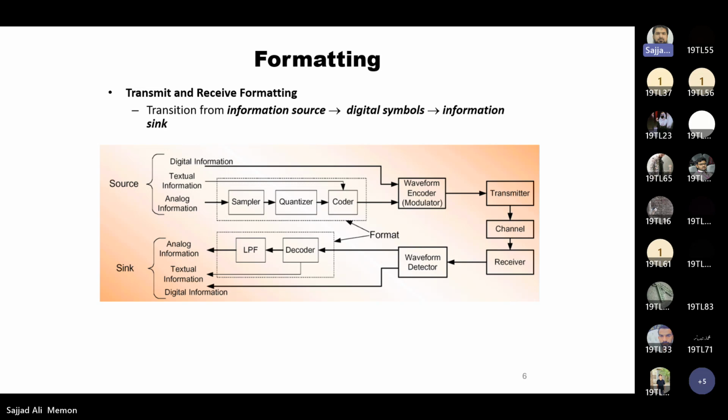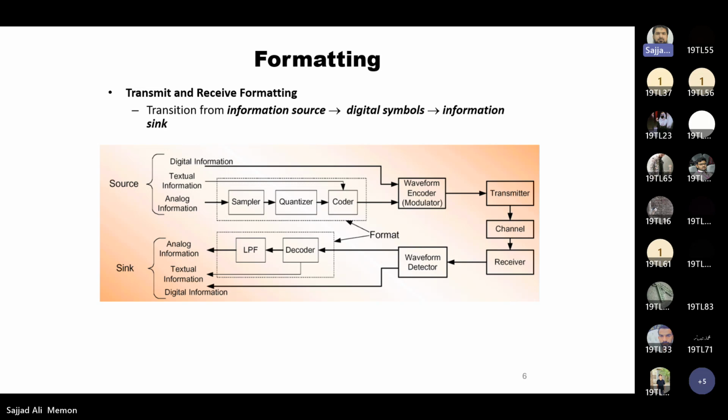If the information is analog, then it first needs to be converted into digital. For that, we use the sampler, quantizer, and the coder. That is the last step where we will use this ASCII code and 8-array or 16-array, whatever, depending on the type of waveform encoder we are using. Then it goes to transmitter, and on the other side, the same process will repeat.